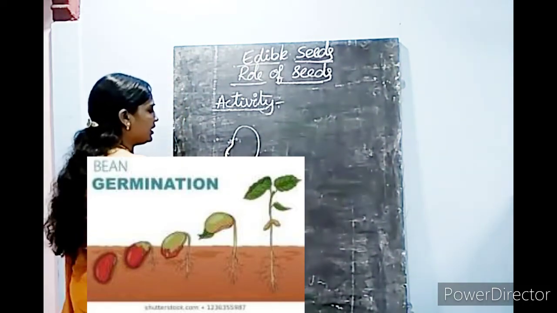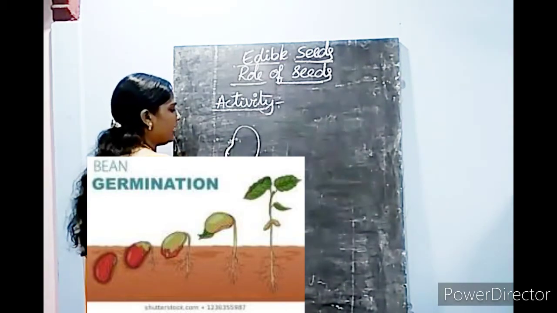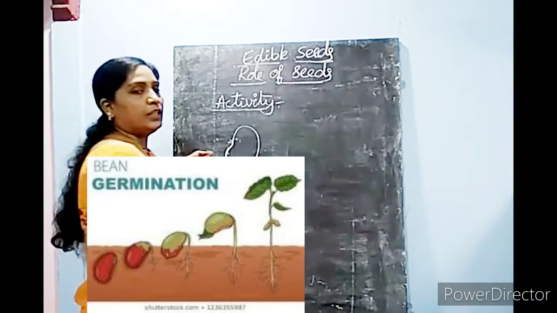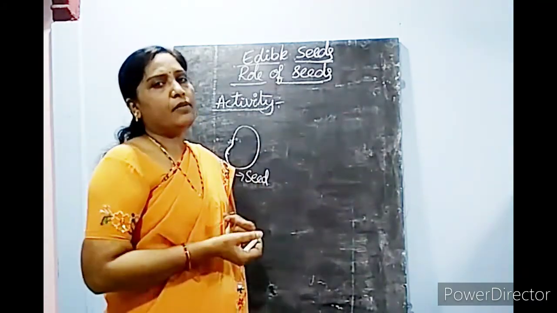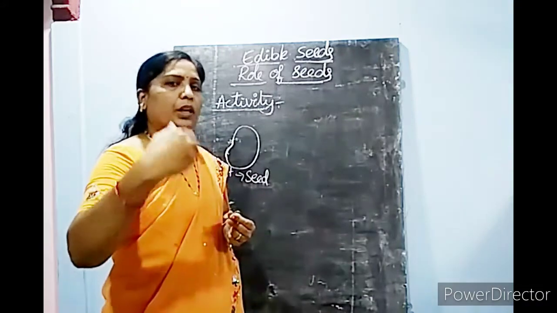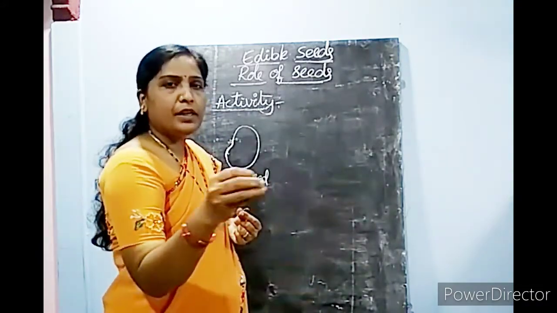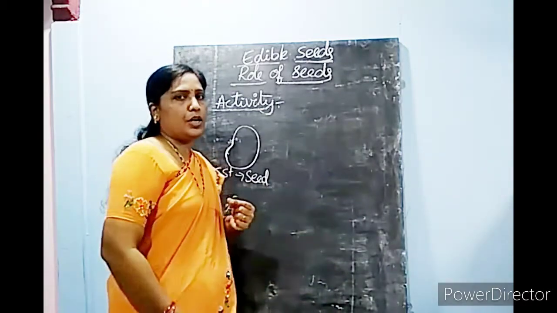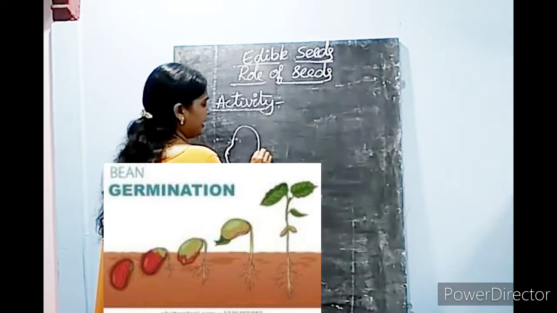This is the first stage. In the first stage, you can see only the seed. You are sowing the seed. Sowing is a scientific term. All these you will learn in coming classes. Sowing means just keeping the seed inside the soil. That is the first stage. So it is a normal seed.